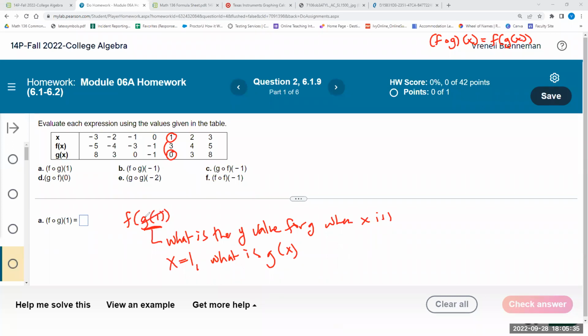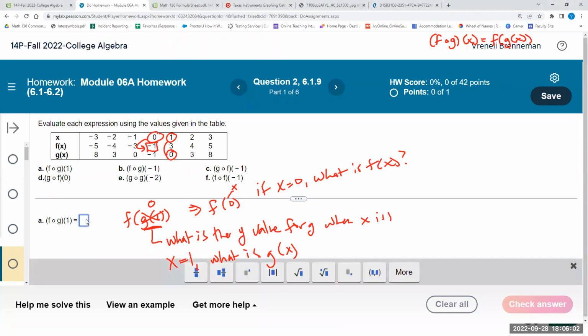Then I can replace g of 1 with 0. And now I'm looking for f of 0. So now 0 is my x value, but I'm looking for what's the f. So if x equals 0, what is f of x? And so I find 0 on the x, and I look at f of x, and it's -1. And so that's going to be my answer.